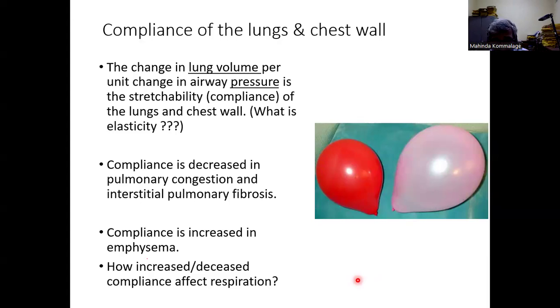But I would say something else. Compliance is the ability, the volume increase per unit pressure change. Change of volume per unit pressure change. That means if we can get a more volume change for a unit pressure change, we can say it's high compliance. So which balloon is having high compliance? Red one, no, the other one. High compliance.